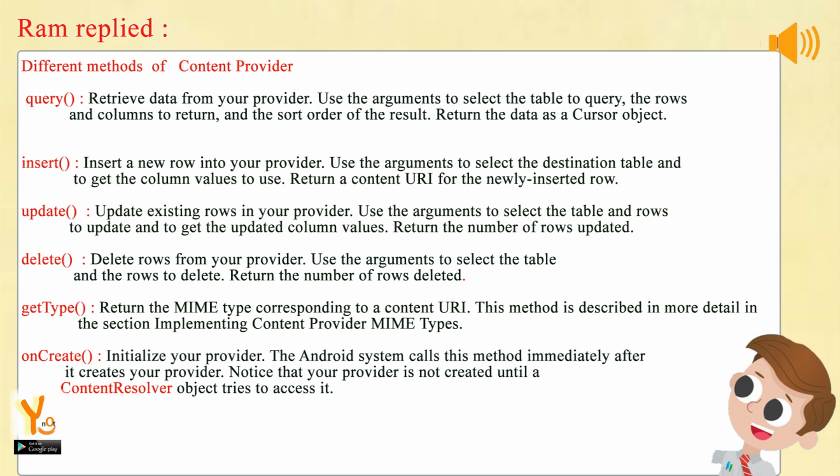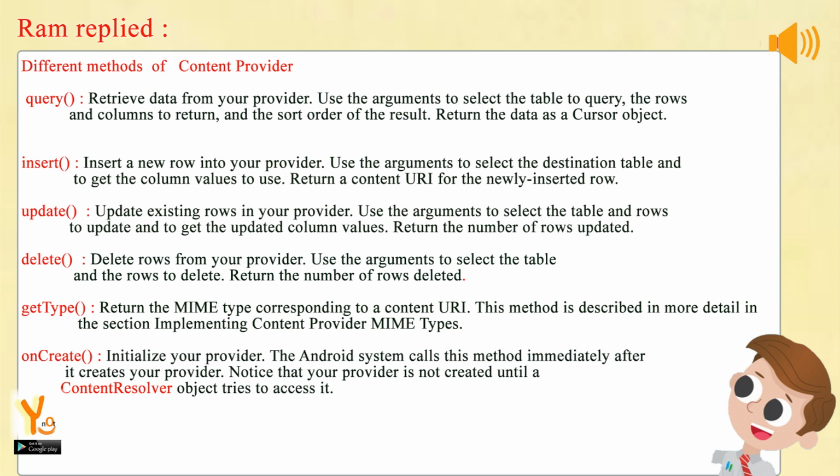Update: update existing rows in your provider. Use the arguments to select the table and rows to update and to get the updated column values. Return the number of rows updated. Delete: delete rows from your provider. Use the arguments to select the table and the rows to delete. Return the number of rows deleted.